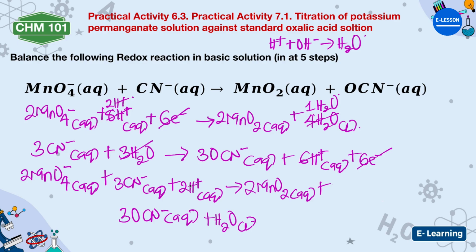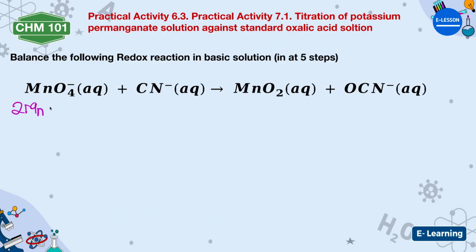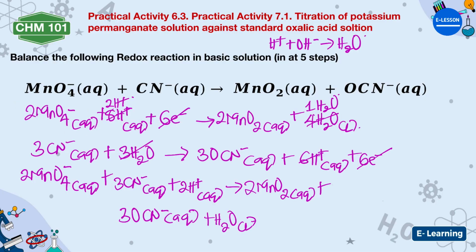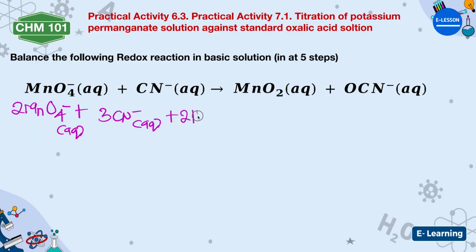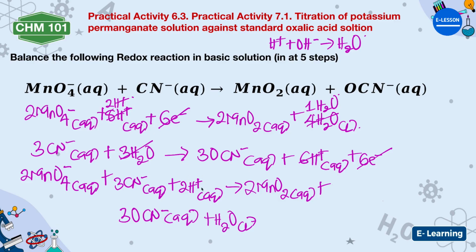So the OH in the basic medium will neutralize this H plus here. So for each H plus, we need one OH. But here you have two H plus. So you are going to add two OH to both sides of the equation. So if we write everything again, 2MnO4 negative aqueous, plus 3CN negative aqueous, plus 2H plus aqueous, plus OH negative aqueous. Told you that you add OH to both sides of the equation.